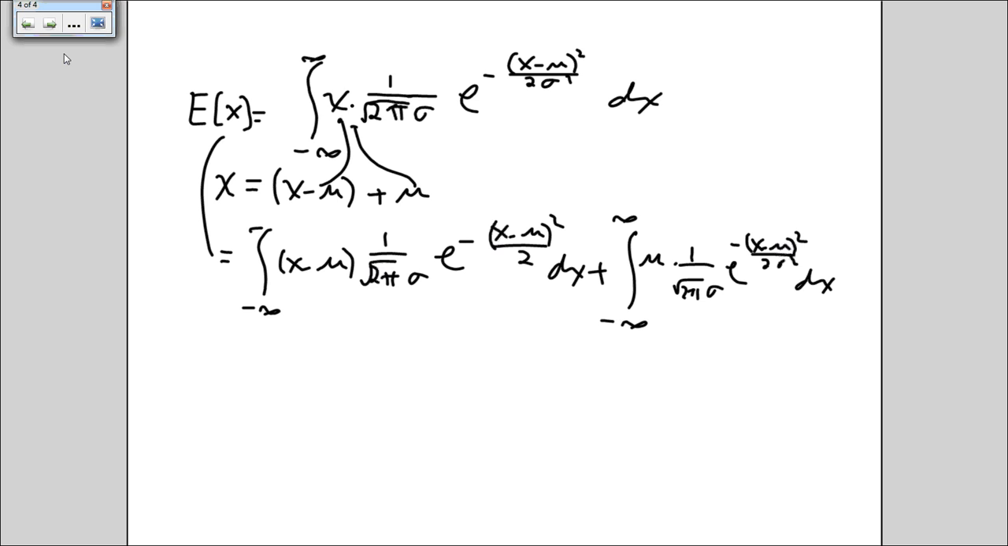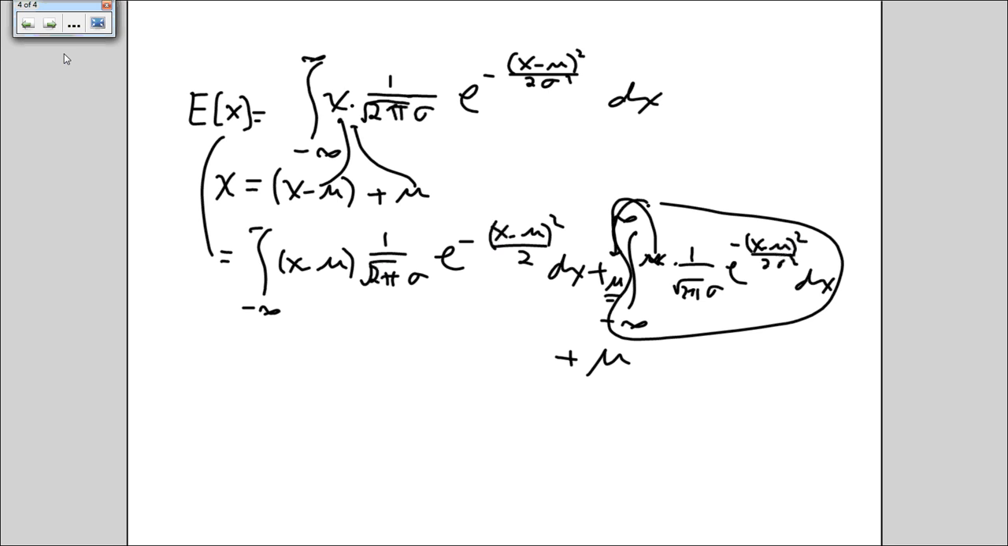The reason to do this is this mu can come out in front. And we know this integral. It's 1. Mu times 1 is mu. So it's plus mu.